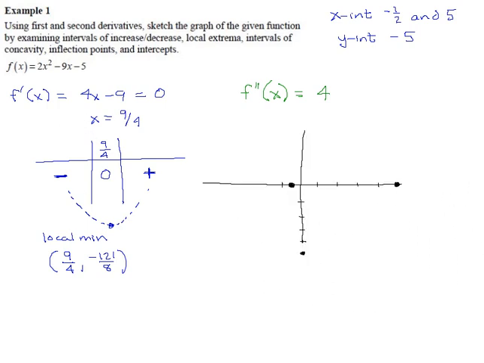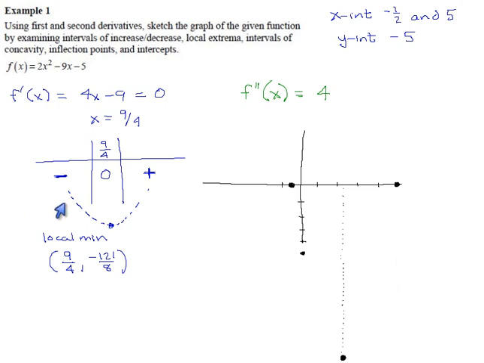Okay, let's try this again. X-intercept at minus 1/2, x-intercept at 5, y-intercept at minus 5. We have a local minimum at minus 121/8, which is like minus 15.125. So the x-coordinate is 9/4, which is 2.25. And then we have to go down 1, 2, 3, 4, 5, 6, 7, 8, 9, 10, 11, 12, 13, 14. I'm fudging the distance a little bit just to try to keep this on the screen, but there is our local minimum, also known as our vertex.